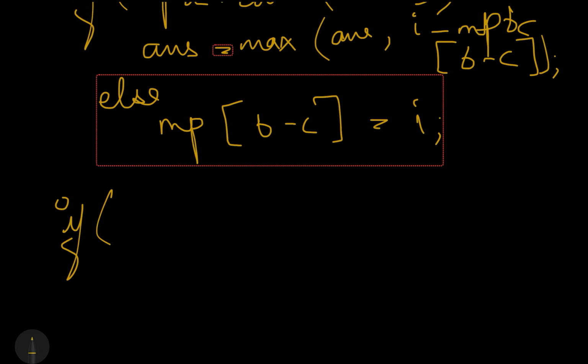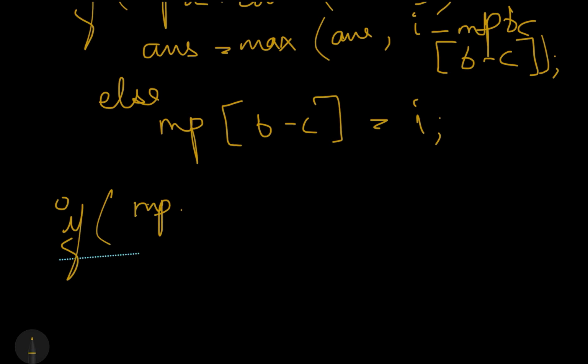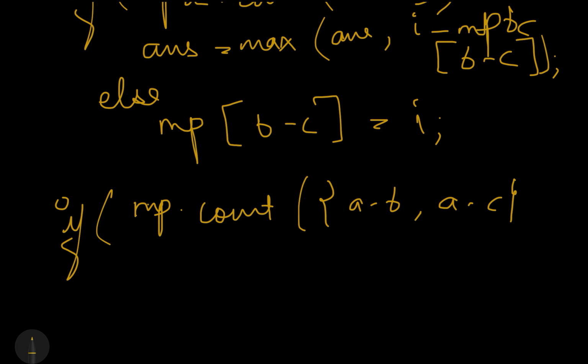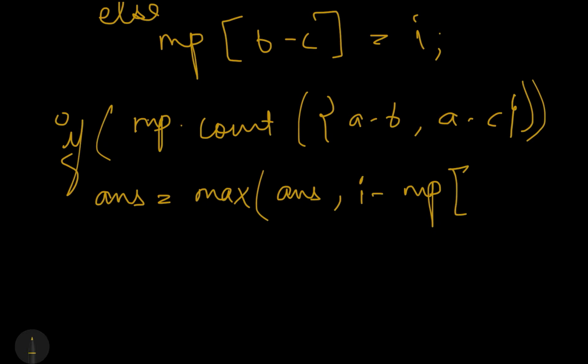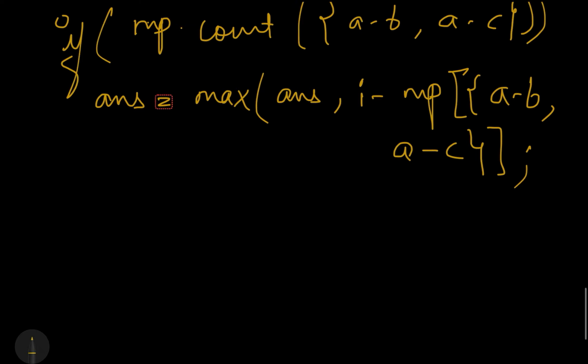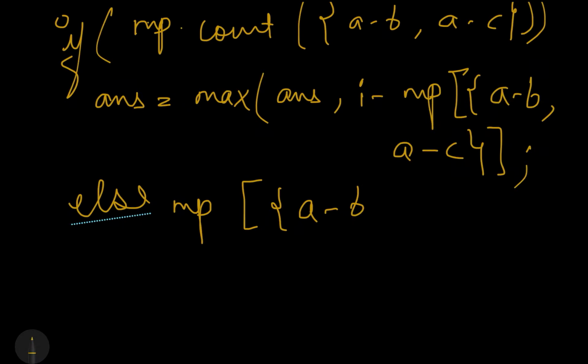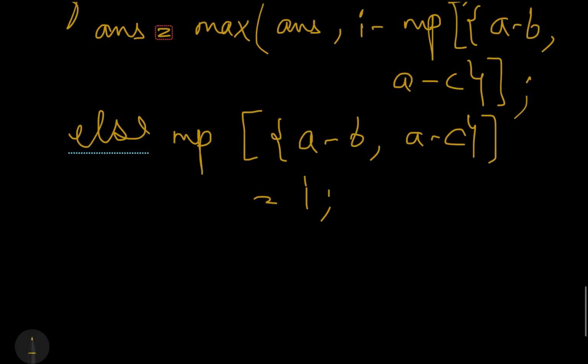Now we'll check if it has all three, that is A, B, and C. Then we'll have MP dot count of A minus B comma A minus C. Then we'll update our answer if all the frequencies of these distinct characters are the same, that is answer of i minus MP of A minus B comma A minus C. Else we'll update our map with the current index.